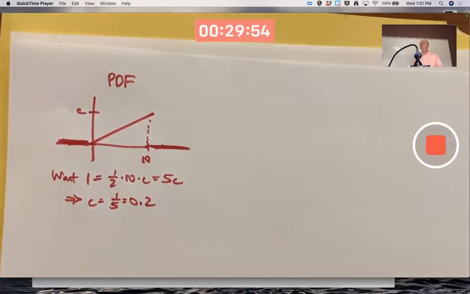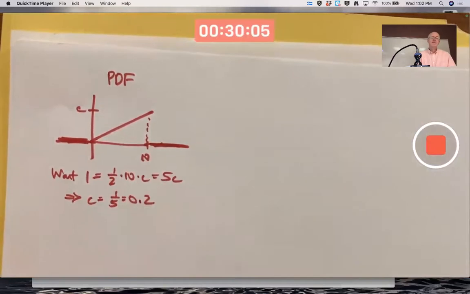Might make sense to call this a triangular distribution, and we certainly could, and Mathematica does it. In fact, when we do the simulation for this example, we will use a command called triangular distribution. But we're interested in the same things. What's the CDF? How do you find probabilities? How do you compute the mean and the median?